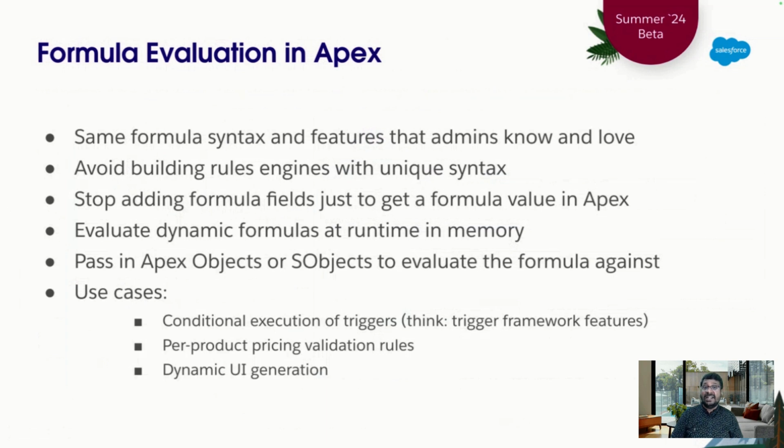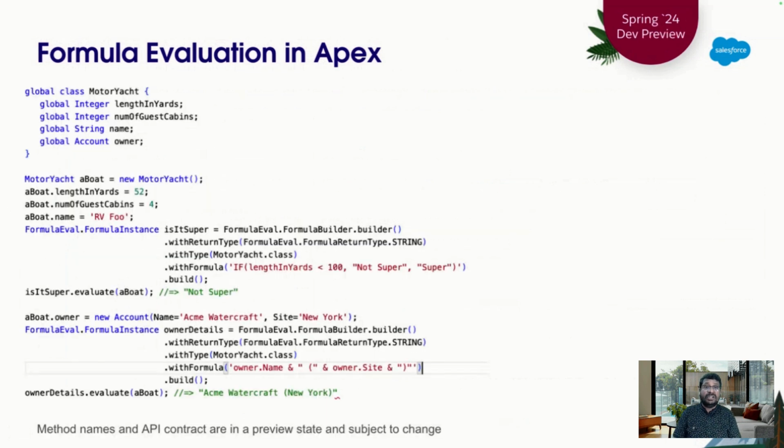Now, with the latest thing, which you will be able to get as a beta version in Summer '24, currently it is in developer preview. You can go and try it in scratch orgs. Currently, it is only supported in scratch orgs. You can enable the formula evaluation in scratch orgs and try it out. So how does that work?